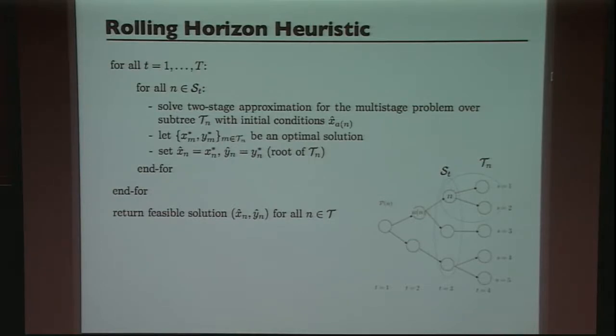Once the first stage decision is fixed, now you have different problems for the different subtrees that are there. And you scan, and with different initial conditions, solve the two-stage approximation for the multi-stage problem over subtree Tn with initial conditions specified by the root of that tree. You collect the optimal solution, and you record the x's and y's, and you just repeat this. You basically do it in a recursive way. Right? This is called the rolling horizon framework. You go forward. This obviously produces a feasible solution, but there are no guarantees. Is that okay?